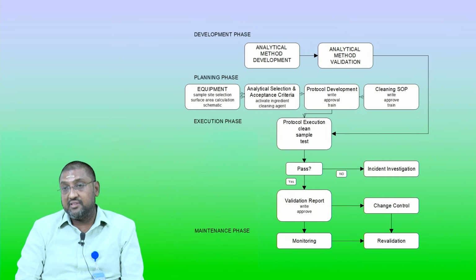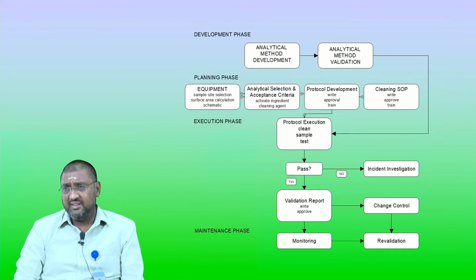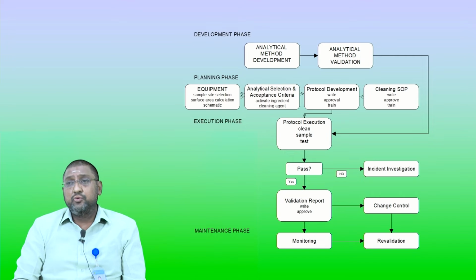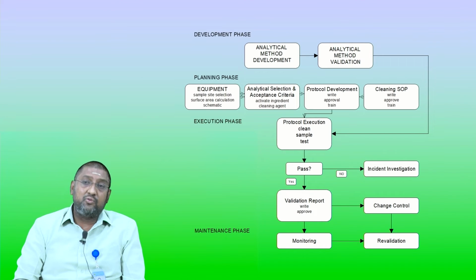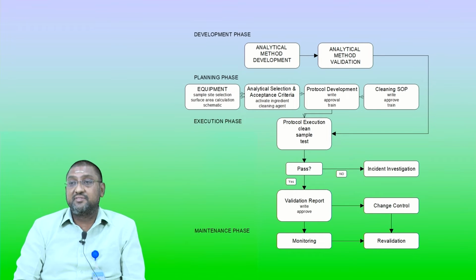So, for that you need the drug profile, whether the drug is highly soluble in which medium. Depending upon that, you have to select the cleaning agent. Next one is called protocol development. After doing these two steps, you have to develop the protocol, write the protocol, and get approval from your higher authority and train the individuals. Once it is approved, it becomes the cleaning SOP. So, after writing and approval of the cleaning SOP, you have to train the individuals who are going to do the process. Next one is called the execution phase.